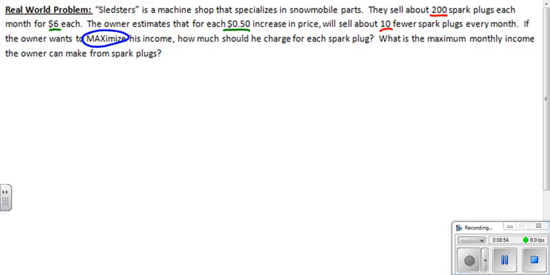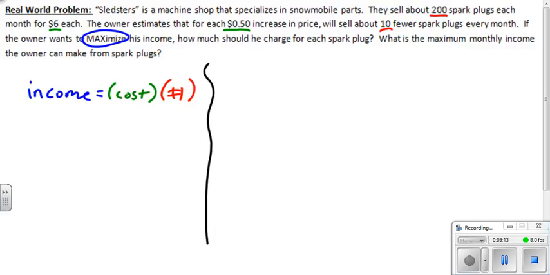So quick economics lesson here. The income that this store is going to be making is going to be equal to the cost of each of the spark plugs, what he's selling them for, times the number of how many he sells. Now, we know that the cost, we'd say that it started at $6, but he's going to be adding 50 cents for each time he increases. So we'd say plus 0.5, or 50 cents, times however many times he's increasing it, which we'll say is x.